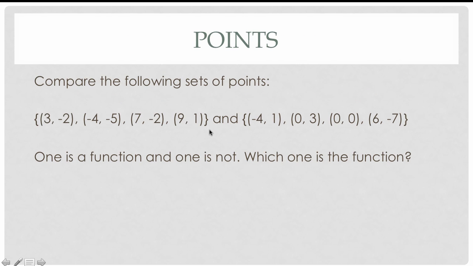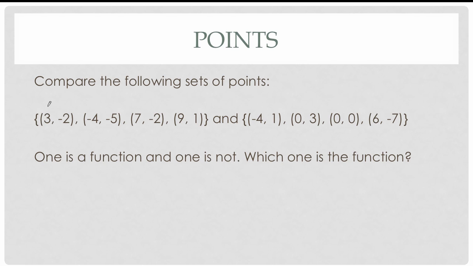Okay, let's take a look at the following sets of points. We've got two sets here: 3, -2; -4, -5; 7, -2; 9, 1. So there's 4 points, and this other set of 4 points. One is a function and one is not. How can we determine which relation is a function? Well, we go with the idea of each input variable has only one output.